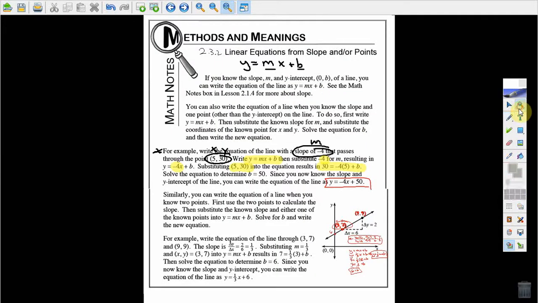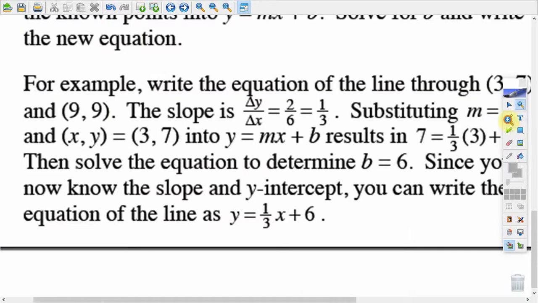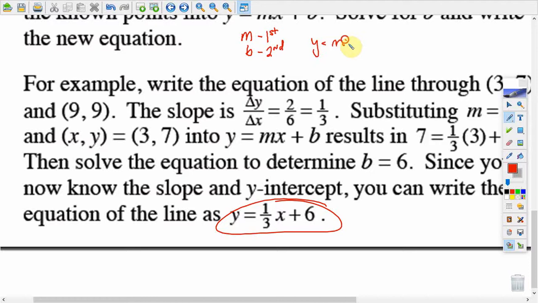Which is the same thing that they got down here on the bottom. Okay. So y equals 1/3 x plus 6. So you still need two things when you're finding the equation of a line right now. You need to find the slope, you need to find the y-intercept. If any of those are missing, find your slope first, then find your y-intercept second, then plug them into y equals mx plus b, and you've got your equation.